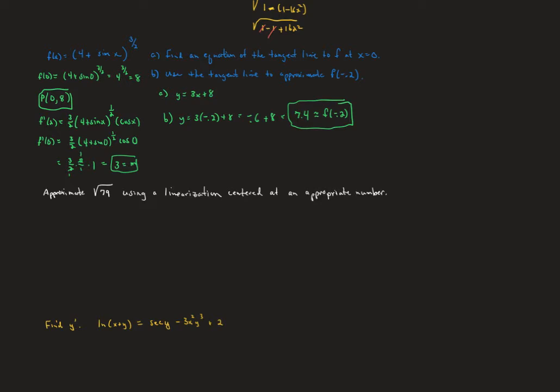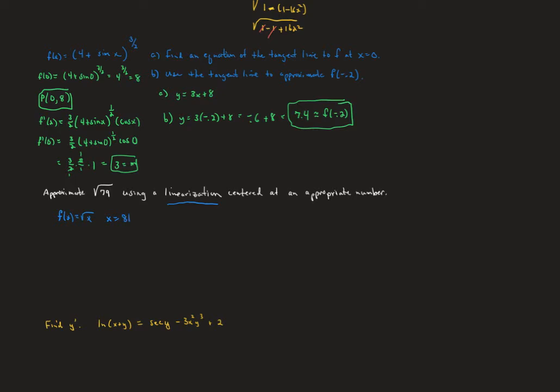So we want our linearization. So we're going to try to come up with a function to approximate the square root of 79. So that function is going to be the square root function. We want to pick a value for x that's close to 79, but that works out very nice. And so I think the perfect square that's closest to 79 is going to be 81.